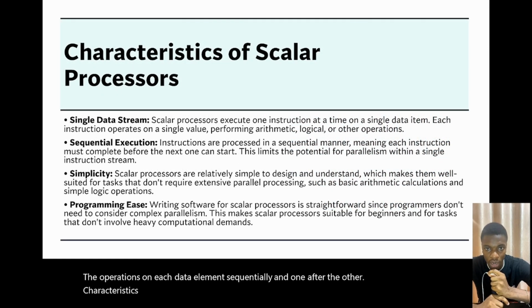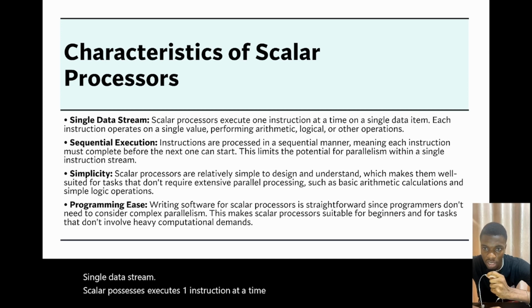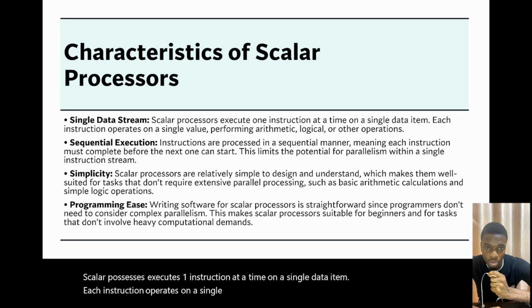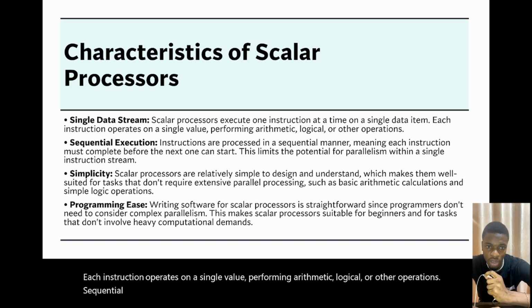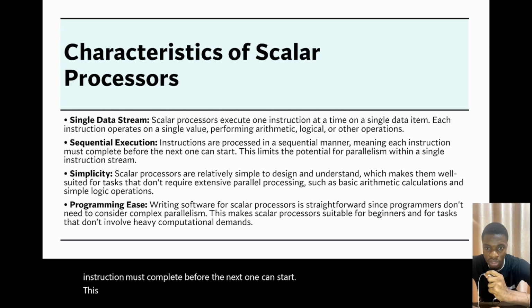Characteristics of scalar processors. Single data stream. Scalar processors execute one instruction at a time on a single data item. Each instruction operates on a single value, performing arithmetic, logical, or other operations. Sequential execution. Instructions are processed in a sequential manner, meaning each instruction must complete before the next one can start. This limits the potential for parallelism within a single instruction stream.